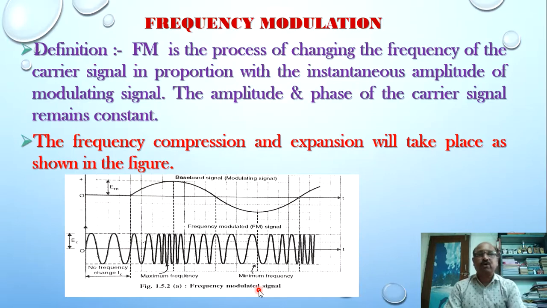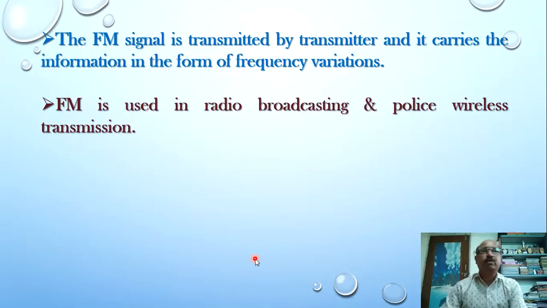So therefore for the compression you will get a maximum frequency, and for the expansion you will get a minimum frequency. So positive आपला maximum frequency मिळत आहे आपल्याला, आणि negative आपला minimum. It means that information will be placed in the form of change in frequency. Change in frequency मध्येच आपली इथे information आहे. The FM signal is transmitted by the transmitter and it carries the information in the form of frequency variation. याचे frequency मध्ये variation होते, ते आपण डिटेल मध्ये तिसऱ्या युनिट मध्ये बघणार आहे. FM is used in radio broadcasting and police wireless transmission. आपण या दोन ठिकाणी त्याचा यूज करतो.